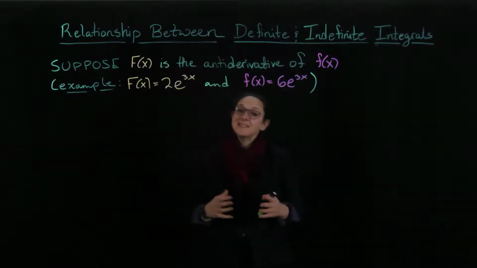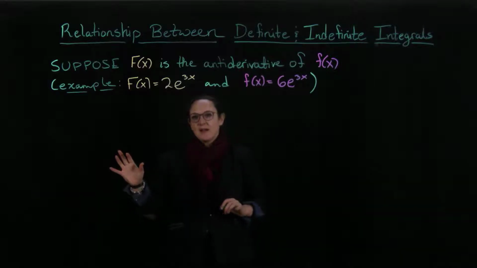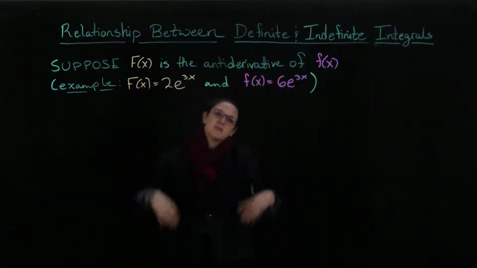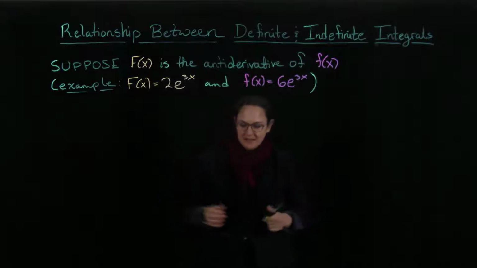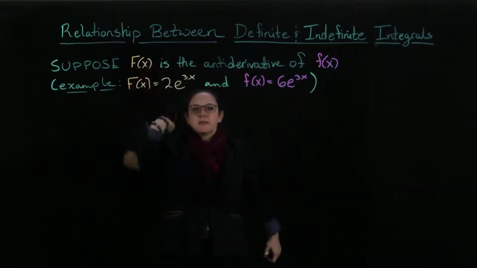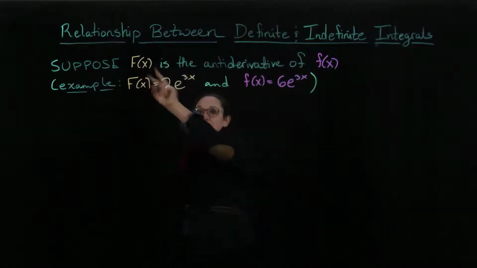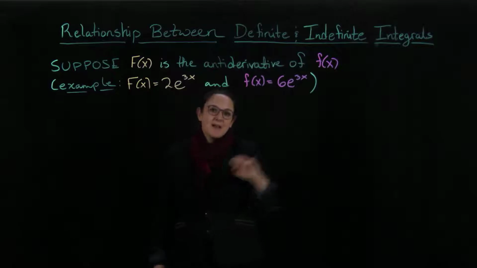Welcome. In this lecture, I would like to set up clearly the relationship between antiderivatives, definite integrals, and indefinite integrals. We're going to start out with big F of x as the antiderivative of little f of x, meaning that if I take the derivative of big F of x, I'm going to get little f of x.